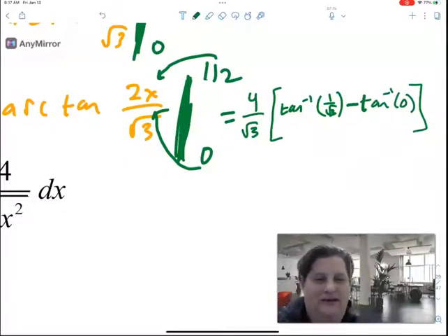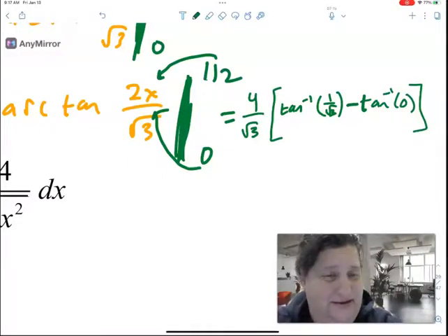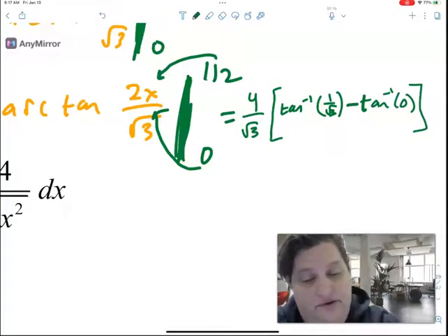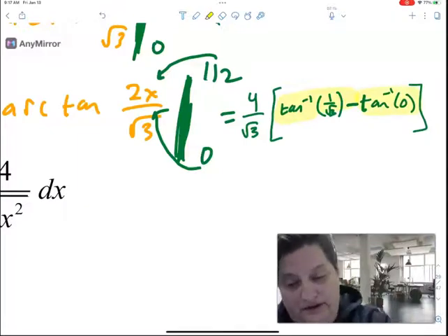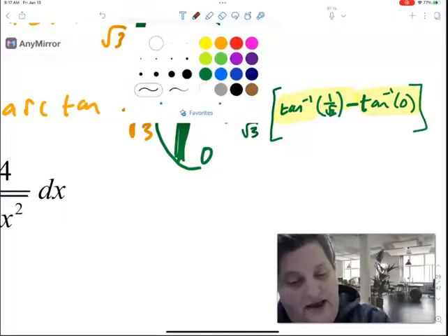Okay. And now it's like, dude, what? What the heck is this? Now, if this was free response, I'm done because I just evaluated it and I'm cool. It's multiple choice though. You're thinking like, what the heck is inverse tan of 1 over root 3 and what the heck is inverse tan of 0? Okay, you guys, this is how you interpret this.